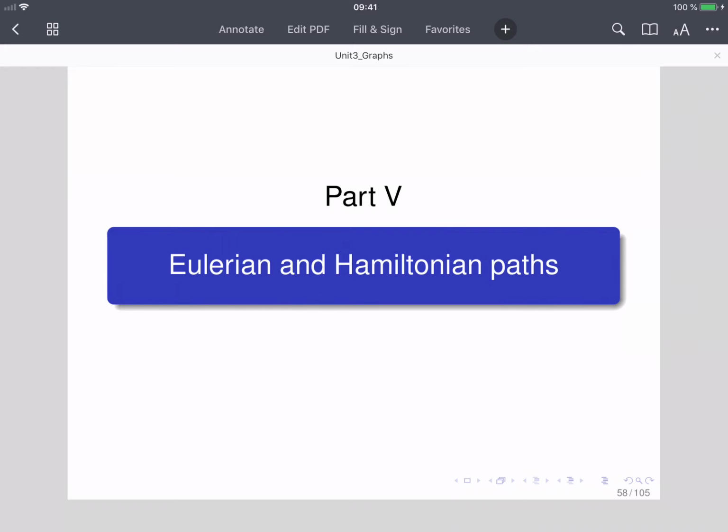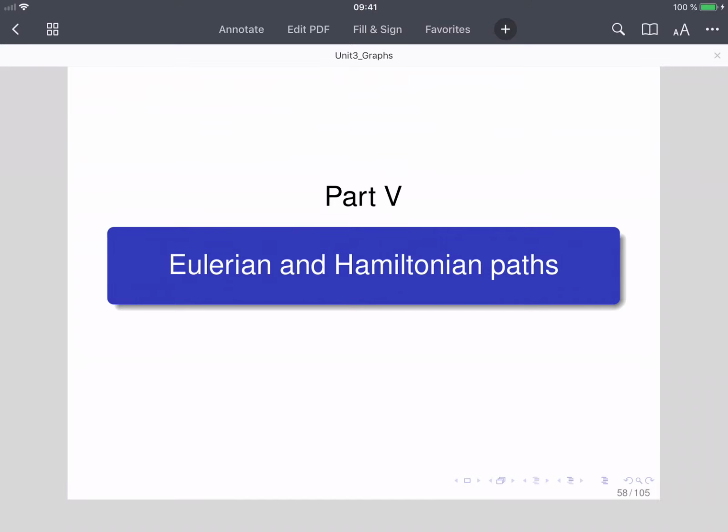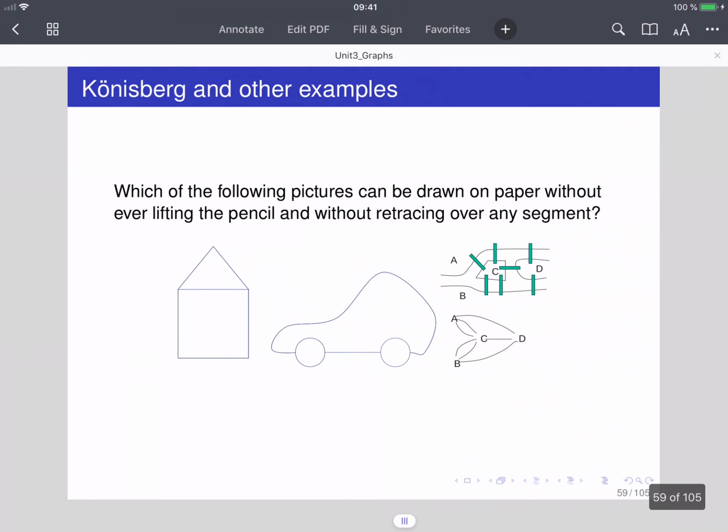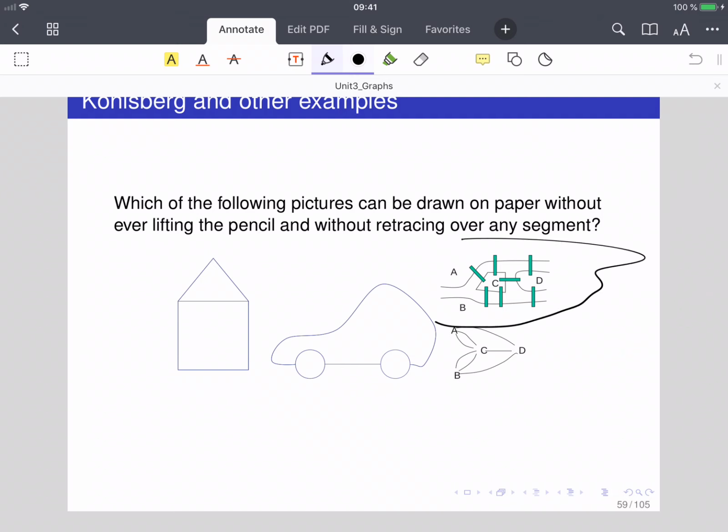Hi everyone. In this lecture we pick up from the first lecture of this unit. If you remember, we talked about the problem of the Königsberg bridges. This was a city called Königsberg in which they had a river with two islands and several bridges, seven bridges in total, connected as it is seen in this picture here.